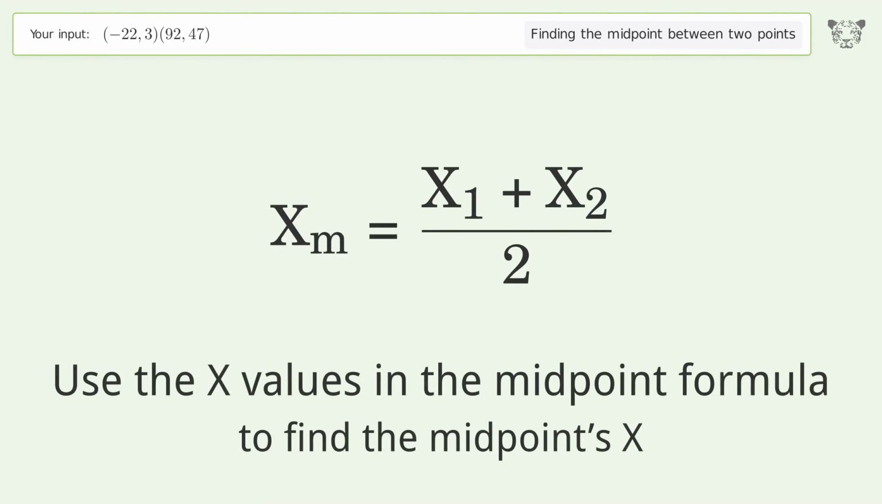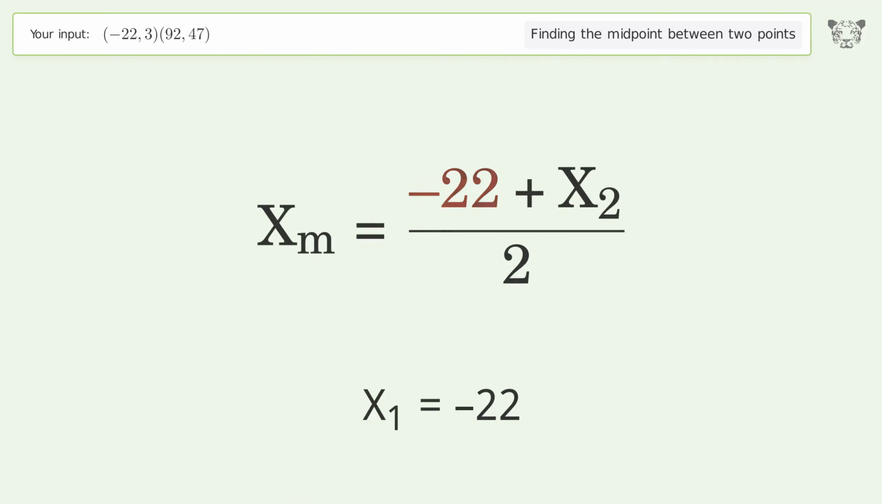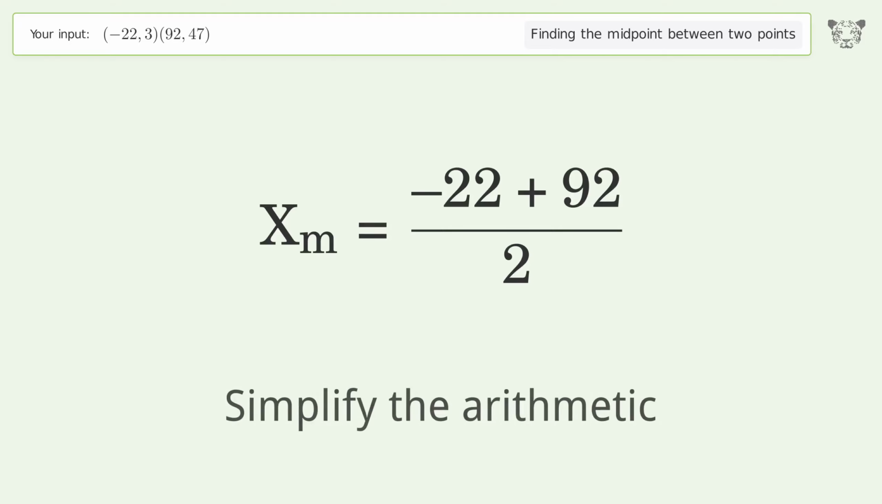Use the x values in the midpoint formula to find the midpoint's x. x1 equals -22. x2 equals 92. Simplify the arithmetic.